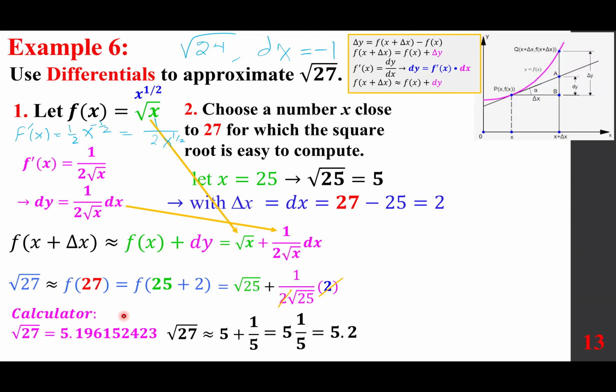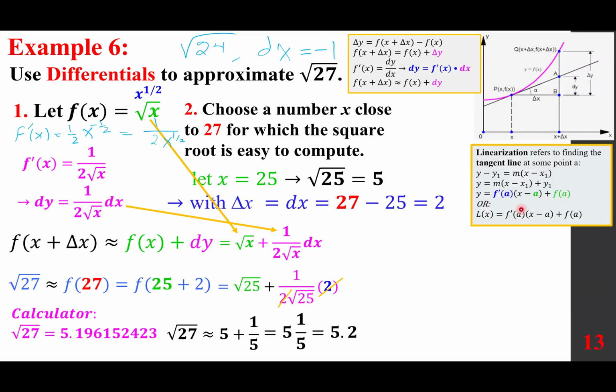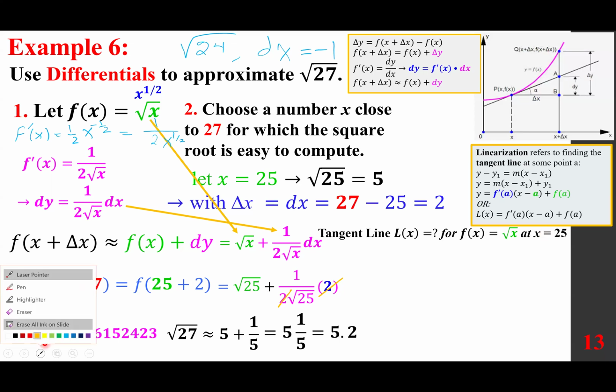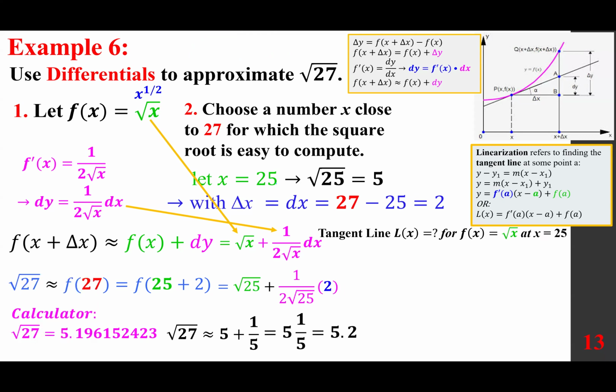It's pretty close. But as I mentioned, linearization refers to the tangent line. And what we want here, we want the tangent line L of x for the same function f of x equals square root of x at x equals 25, which means if we put the x here, we get 25 comma 5 as the pair. And if we put it here, we get 1 over 2 times 5, or 1 over 10 as the slope.